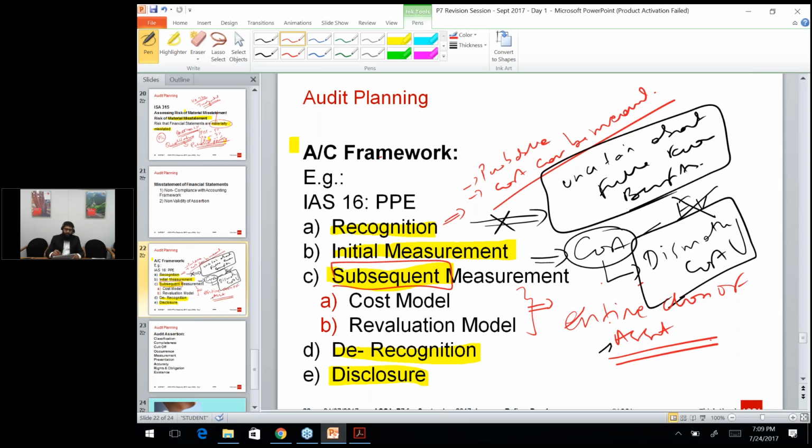And the last thing is derecognition criteria. At times you derecognize the asset when the derecognition criteria is not met. This is then again a problem. And then disclosure. Either you have not made any disclosure or you have made incomplete disclosure. So it could be non-disclosure, or it could be incomplete disclosure.